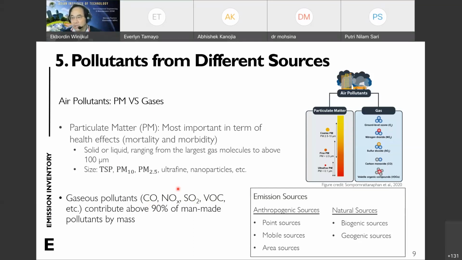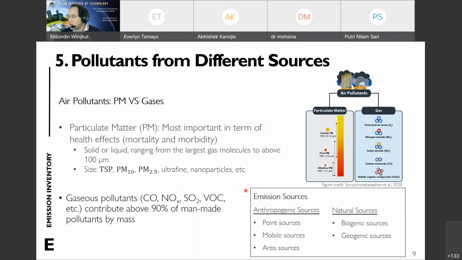So for the gas pollutant, secondary gas pollutants cannot be included in the emission inventory. That's why usually you cannot see an emission inventory of ozone, right? Because ozone is a secondary pollutant and we could not find the source. So we don't know how to calculate the emission of ozone.